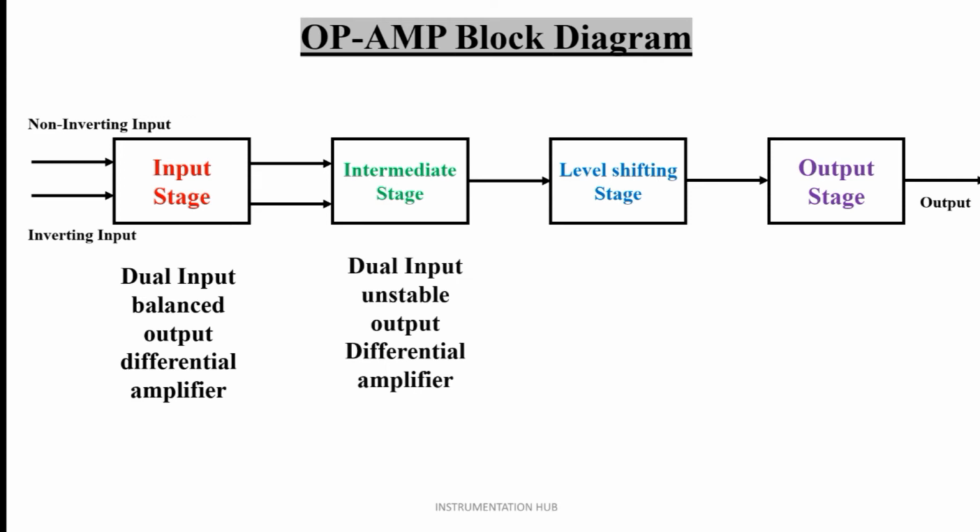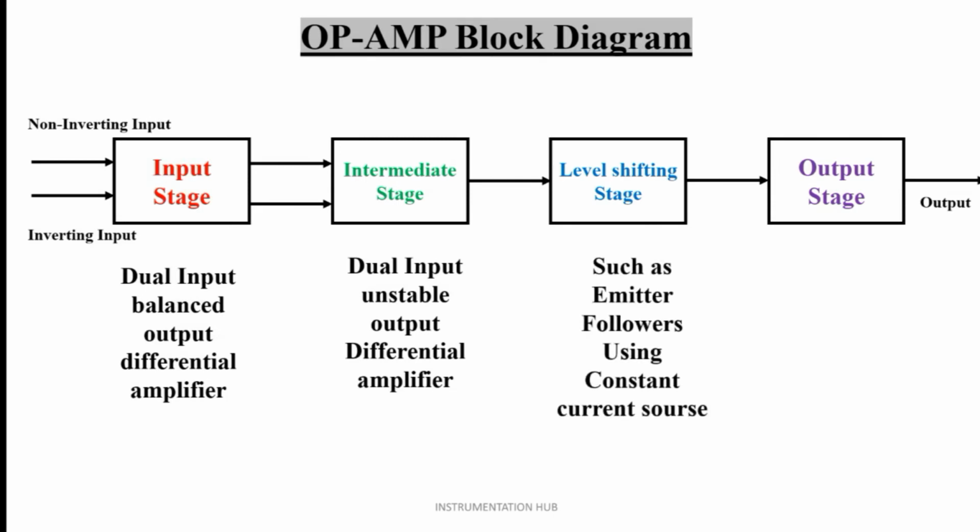The third stage is the level shifting stage. Due to the direct coupling used between the first 2 stages, the input of the level shifting stage is an amplified signal with some non-zero DC level. The level shifting stage is used to bring the DC level to 0 volts with respect to ground. There are circuits that can be used in this stage, such as emitter followers using constant current sources.